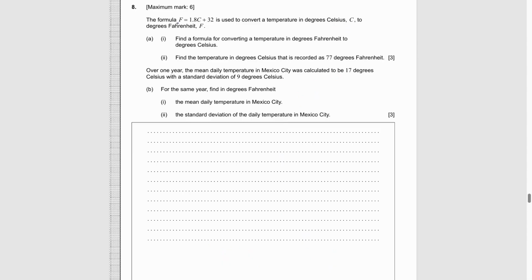Question 8. We are given the formula F equals 1.8 C plus 32. For part A, we want to make C the subject. This is just basic algebra. We arrange the formula so that C is expressed in terms of F. In the second part, we want to find C when F is 77. That is simply a matter of substitution into the rearranged formula.